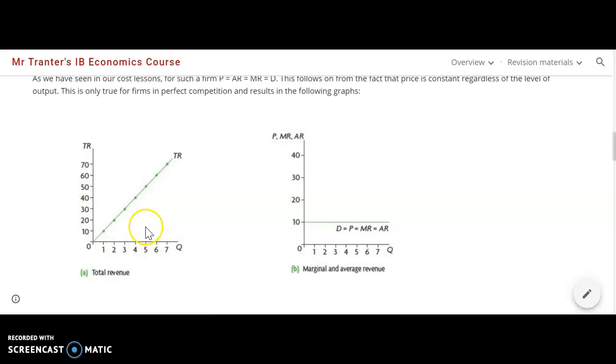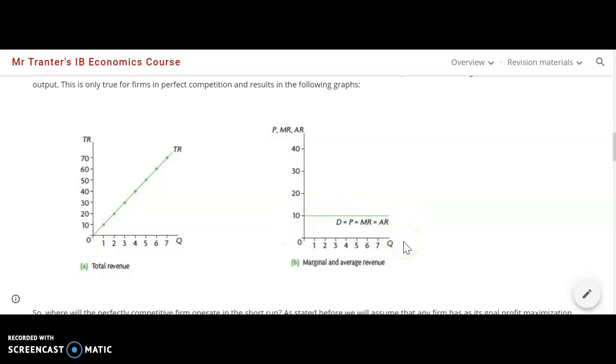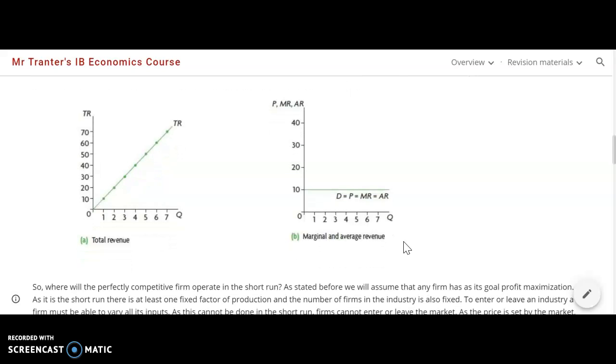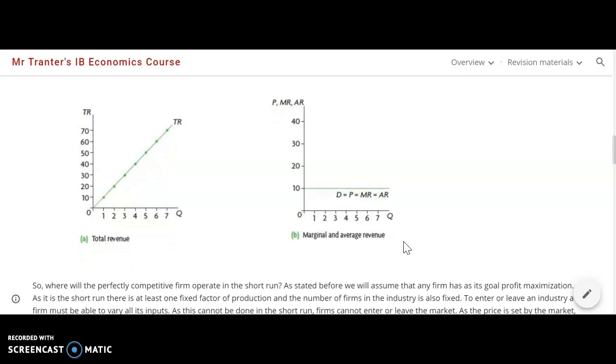Therefore, your demand, so at that price, 1 unit for $10, so at that price, $10, you can just keep selling more and more units at that price. That is your demand. Your marginal revenue for each unit you sell, you get another $10, so it's equal to your marginal revenue. And as you're getting $10 for every unit, your average revenue is $10 as well. So you get this perfectly horizontal demand curve, which is equal to price, which is equal to marginal revenue, which is equal to average revenue.